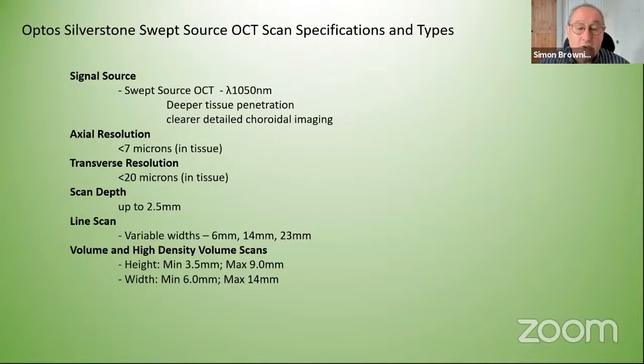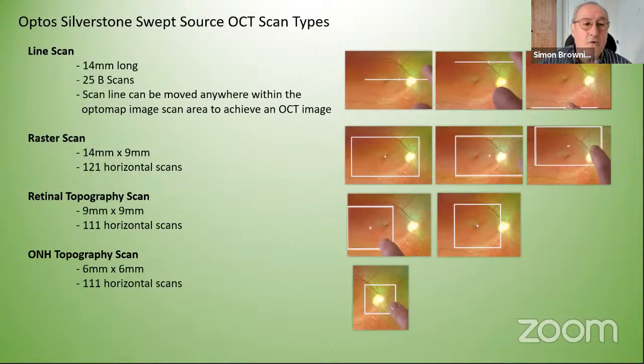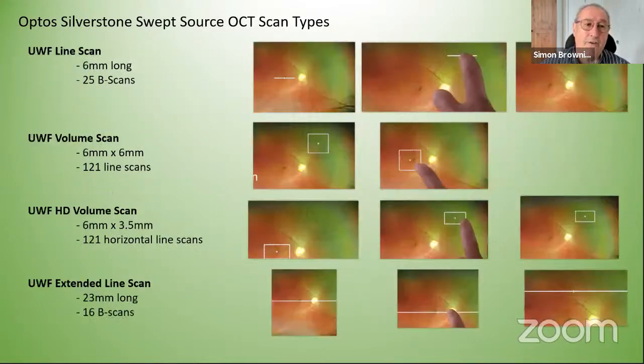For those that are interested in just what's available within the machine, you can see there the line scan, you can have variable widths of a 6, a 14 or a 23 millimeter scan there. Now, it's quite beautiful because, again, you take your Optomap image and then literally on the imaging tablet, you can move the cursor anywhere you like within that image to achieve your OCT image. So literally by moving your finger on the screen and just moving that image around, that line or that box around anywhere you want to on that screen, that is the area that you will image. And you'll see some images later on showing you just how brilliant that is.